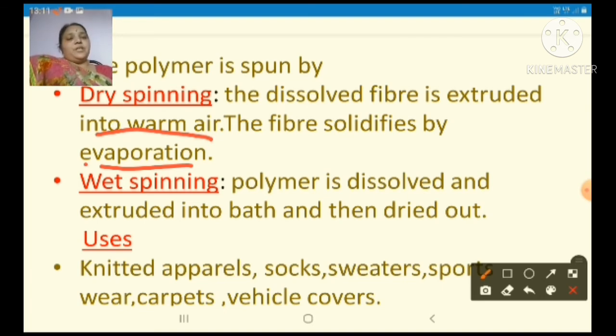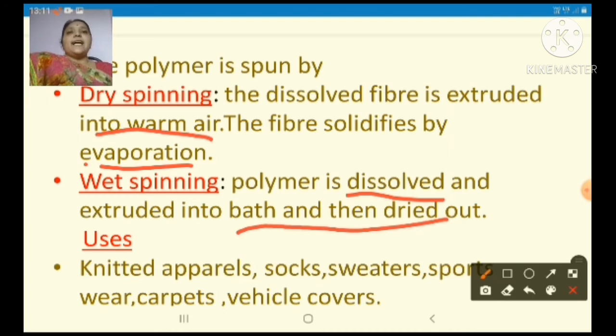Whereas in wet spinning, the polymer is dissolved in the liquid and then forced into a bath and dried out. So here you can see the difference. In dry spinning, the polymer is not dissolved in the liquid but it is forced into warm air. Whereas in wet spinning, the polymer is first dissolved, then forced into the bath, and then dried out.